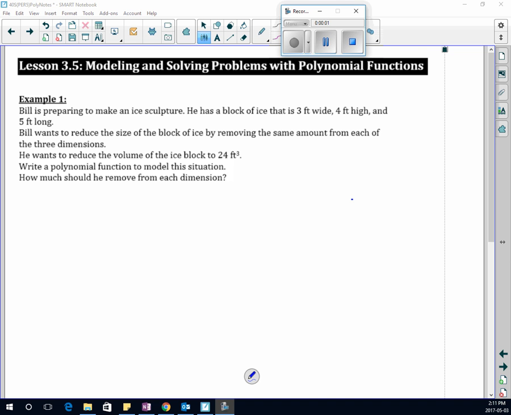Okay, so Bill is preparing to make an ice sculpture. He has a block of ice that's 3 feet wide, 4 feet high, and 5 feet long. He wants to reduce the size of the block by removing the same amount from each of the 3 dimensions. He wants to reduce the volume to 24 cubic feet. You need to write the polynomial function to model this, and how much should he remove.